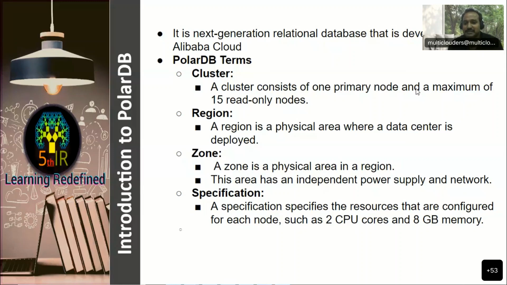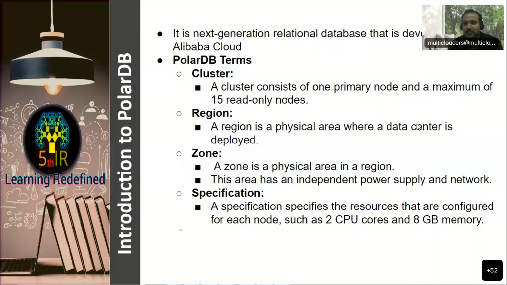Totally, we can create 16 nodes in a cluster so that your requests will be processed by the 16 nodes. You can decide how many read-only nodes and how many primary nodes you need based on your workload. That's another feature you have to know here. So totally, we can create 16 nodes in a PolarDB cluster.